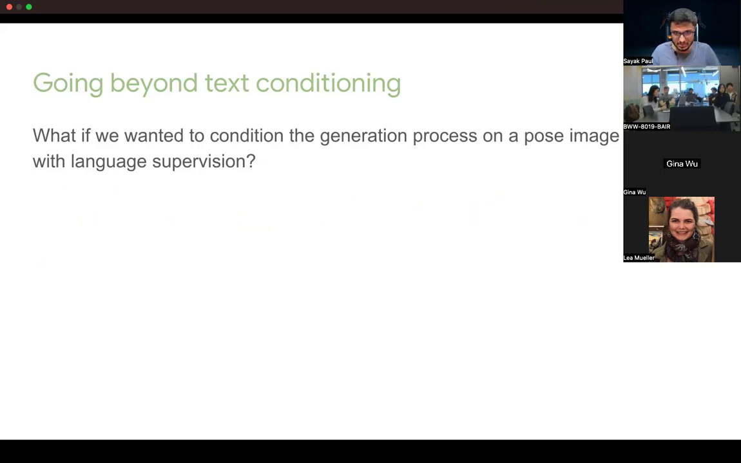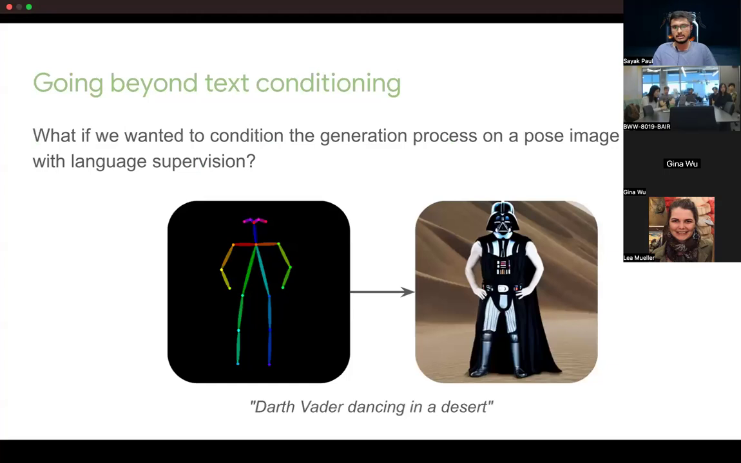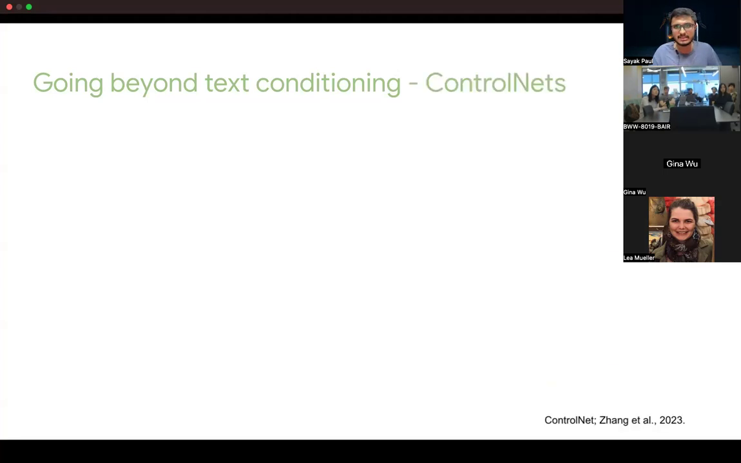So as I was mentioning at the beginning of my talk, what if we wanted to condition the generation process, let's say on a pose image alongside language supervision? Because language supervision is definitely interesting and elevating and all that, but it can also be vague at times. Like, how do you precisely describe an image? It's very subjective in nature, but pose is probably more objective than that, right? So basically, here's an example. I want Darth Vader to dance in a desert, but I also want Darth Vader to follow this particular pose. So how do we do that?